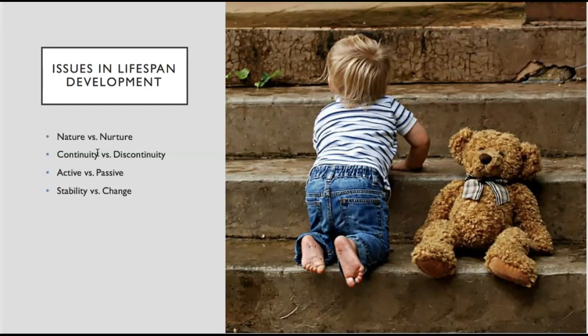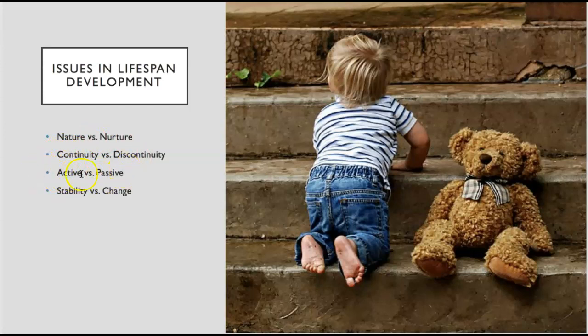Does it occur continuously, or does it occur discontinuously in stages? Meaning that different events have to occur at different stages in order for the person to advance to the next stage. And again, continuity just means that the development occurs continuously without stages.